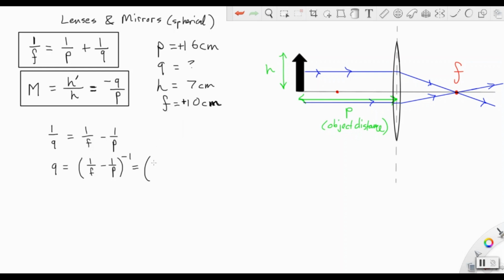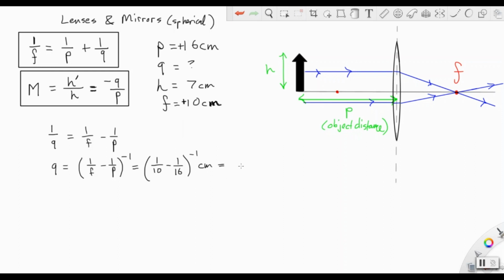So we get 1 over 10 minus 1 over 16, and that's going to be inverse centimeters, right? To the negative 1, and that'll be in terms of centimeters, right? Now, again, just like with your resistors, you can plug this in as 10 flipped minus 16 flipped and then flip, right? So inverse 10 minus inverse 16 and then inverse.